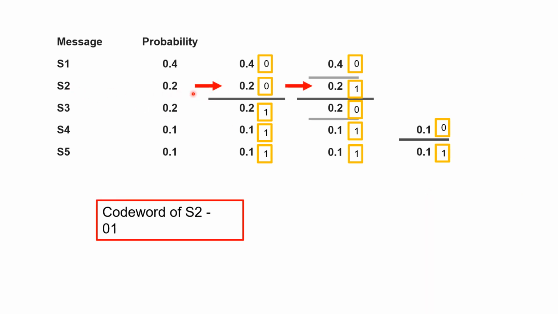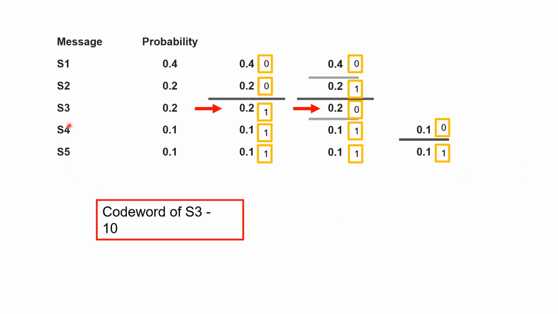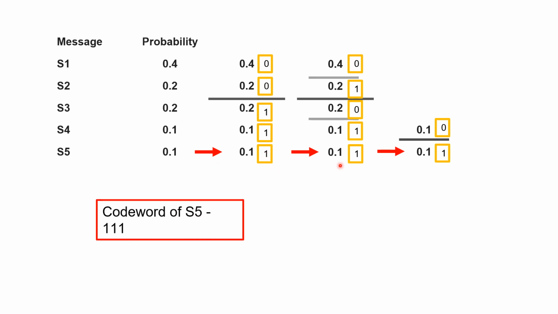So for S2, this 0.2 has the code 0, 1. S3 has 1, 0. S4 has 1, 1, 0. Similarly, S5 has 1, 1, 1. So we have obtained the code word for all the symbols.